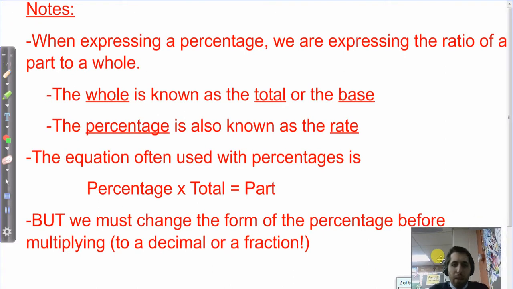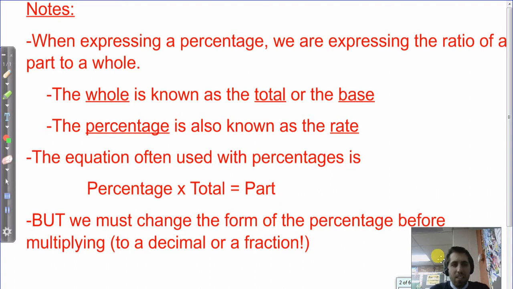First note is that when expressing a percentage, we're expressing the ratio of a part to a whole. So that's what a percentage is. Just like fractions and decimals talk about a part of a whole, that's what a percentage does. So even though 17% sounds like it's greater than 1, because 17 is greater than 1, 17% is actually part of a whole. It's less than 1.